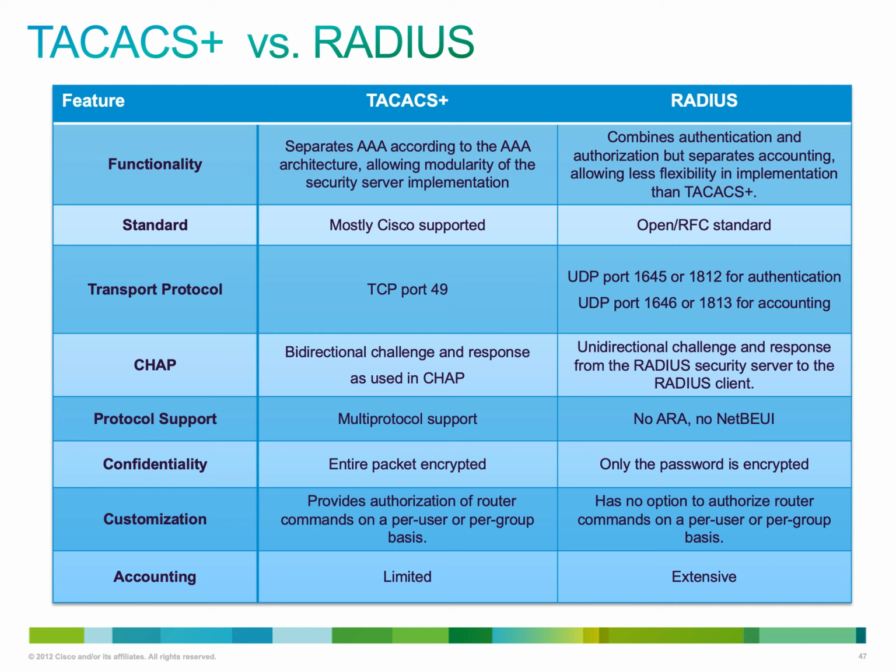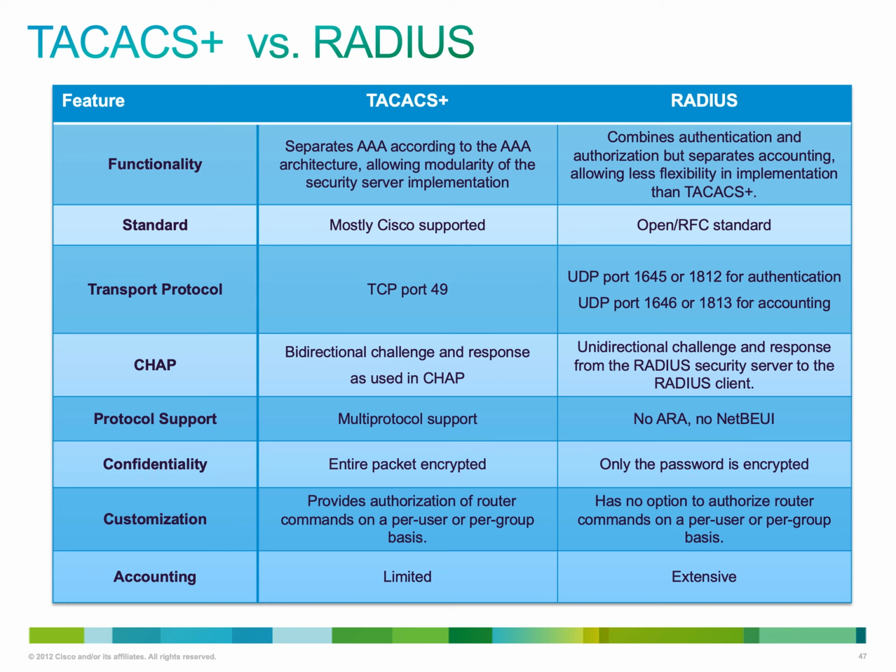For CHAP, TACACS+ is bidirectional challenge and response, but RADIUS is unidirectional. For protocol support, TACACS+ has multi-protocol support. For RADIUS, no ARA, no NetBIOS. Okay, confidentiality: the entire packet is encrypted for TACACS+, and for RADIUS, it's only the password that is encrypted.